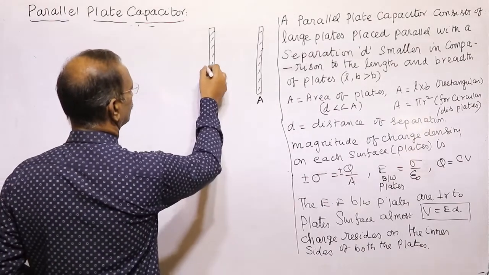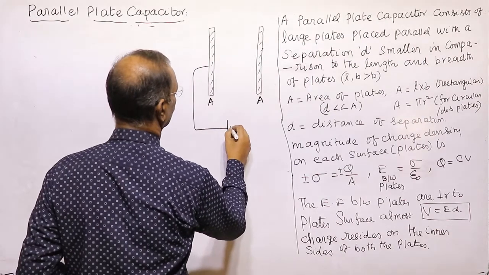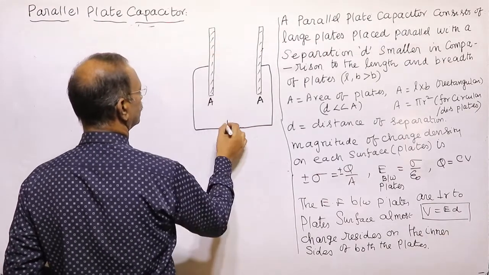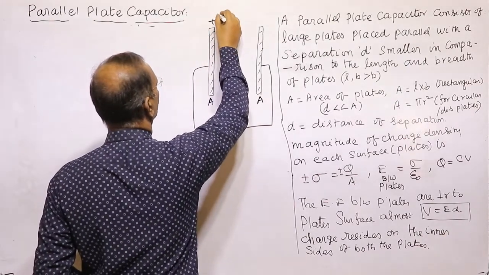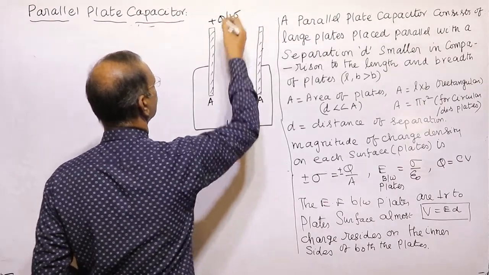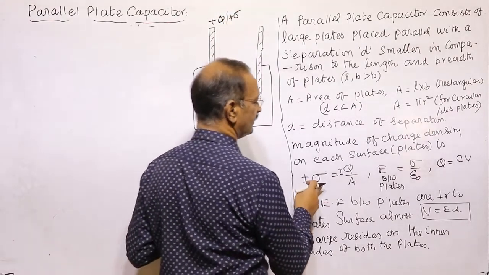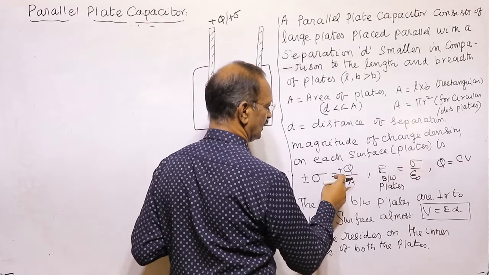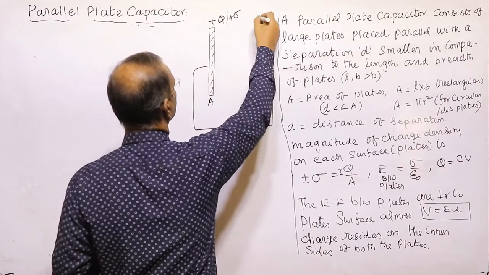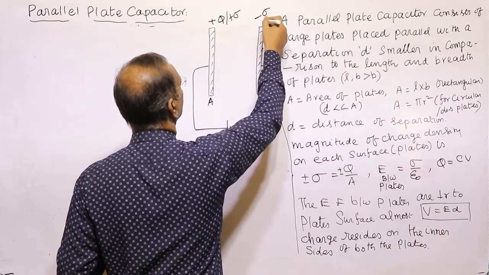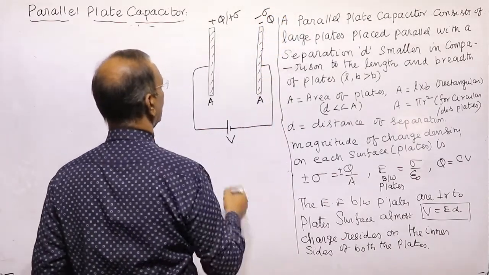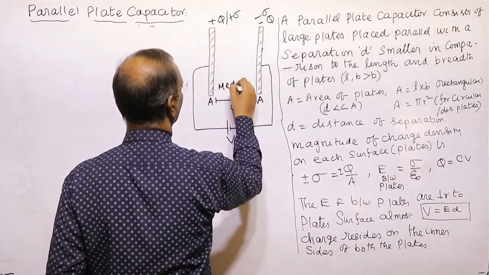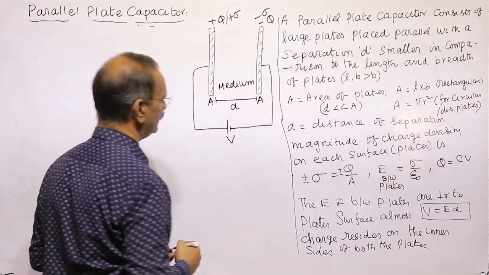And if they are connected to a battery of voltage V, one plate will get positive surface charge density, because surface charge density is equal to charge by area. Positive means positive surface charge density, and negative charge means negative charge density. So here we can simply say sigma and minus sigma, and they are separated by a distance d. This is the medium. The medium is usually a dielectric.